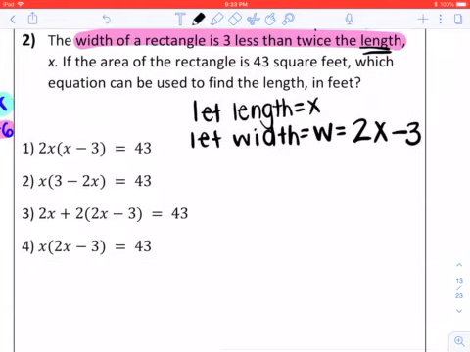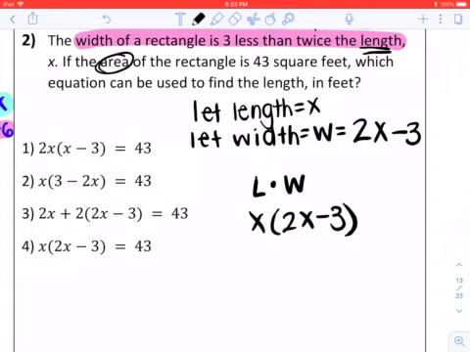We know that area is when you multiply the length times the width. So our length times our width, well, that's x times 2x minus 3. And it's telling you that that area is 43. So we need something that says x times 2x minus 3 equals 43, which is choice 4.